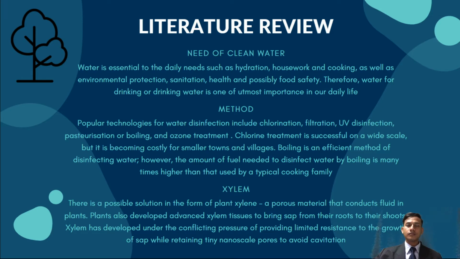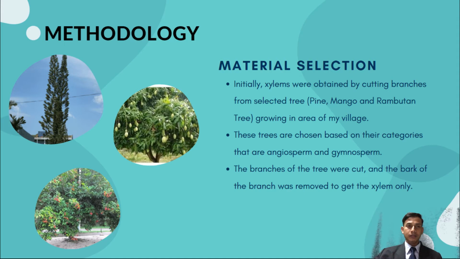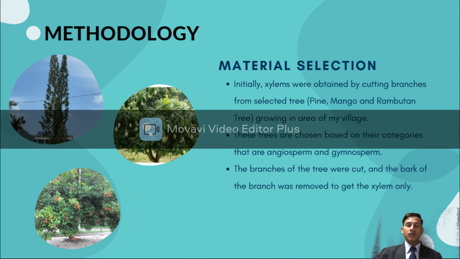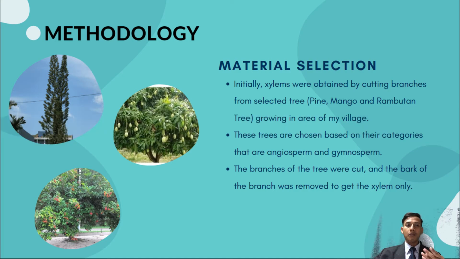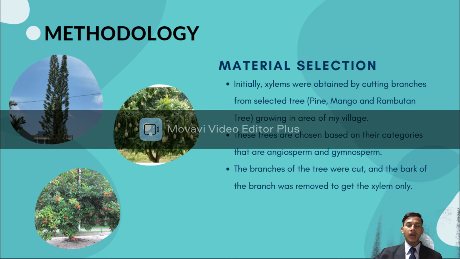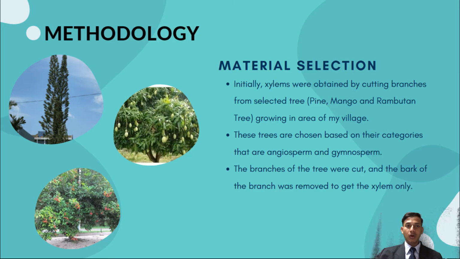Methodology. First, material selection. Initially, xylem was obtained by cutting branches from selected trees, which are pine, mango, and rambutan trees growing in the area of my village. These trees were chosen based on their categories, angiosperm and gymnosperm. The branches of the tree were cut and the bark was removed to get the xylem only.